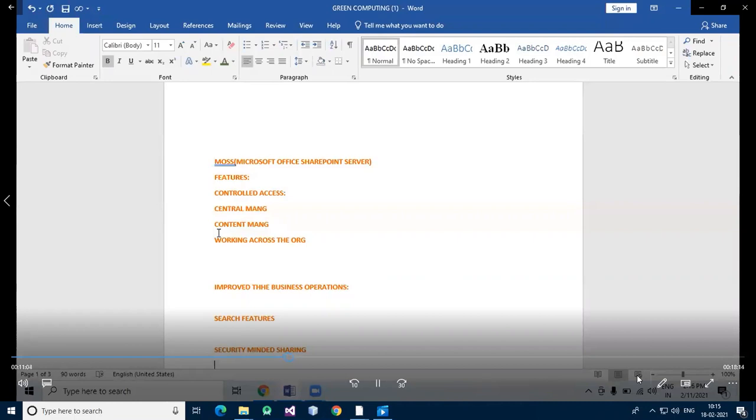Work remotely: one can use Microsoft Outlook to work with MOSS, allowing one to access organizational information from anywhere. Personalization: the My Site tool can be used by users to personalize how they interact with Microsoft Office SharePoint Server.